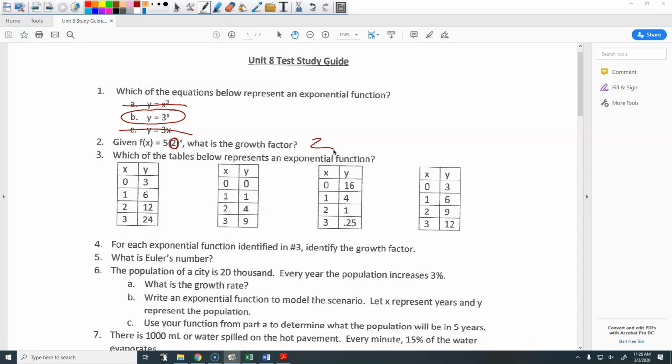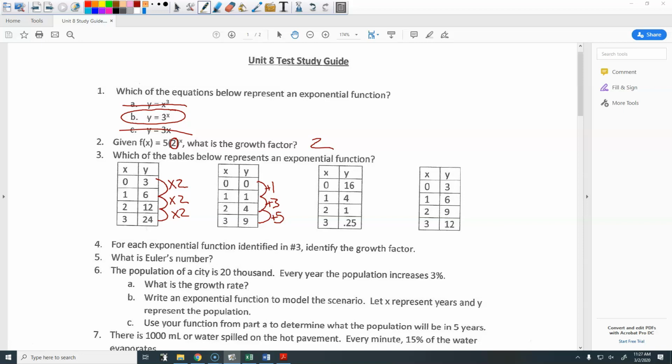Number 3, which of the tables below represent exponential functions? You could tell that by observing how the y values are changing. So to get from 3 to 6, and then from 6 to 12, and then from 12 to 24, we have to multiply by 2 each time. Next one, to get from 0 to 1, it's going up by 1, and then it's going up by 3, and then it's going up by 5. You could say that's addition, but there's no multiplication happening there.